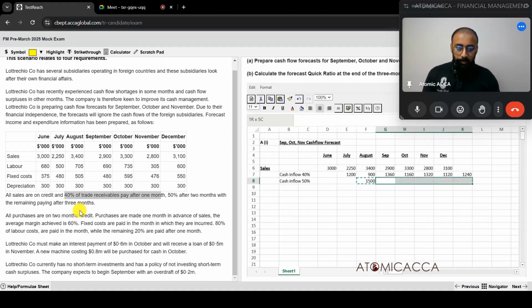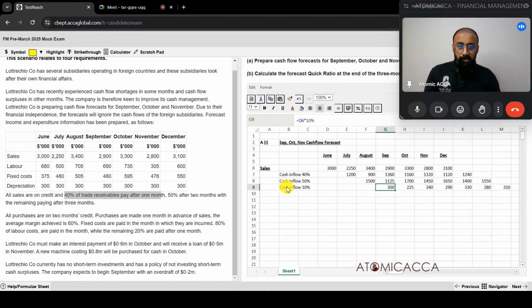Same thing if I copy paste for all the years, I'll get all the numbers, not all the years, all the months. Then they're telling the last one, the remaining paying after 3 months. So 40, 50, and the last one is 10%. So a cash inflow of 10 percent will come. For the June figure, it will be in July, August, September that it will come up for the first time. So 3000 into 10 percent is the first amount. And if I copy paste it for all the years, this will be our forecast for upcoming months.